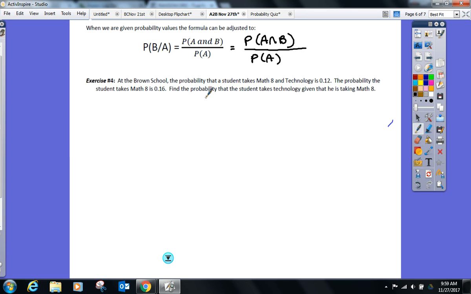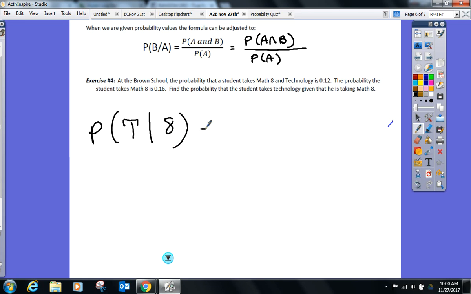So the probability a student takes both Math 8 and Technology is 0.12. The probability a student takes Math 8 is 0.16. Here's what I want to know. Find the probability a student takes Tech. What do you want to call Tech? T? Good idea. Tech given, there's my symbol, given Math 8. How about just an 8? Okay. So how do I find this probability?